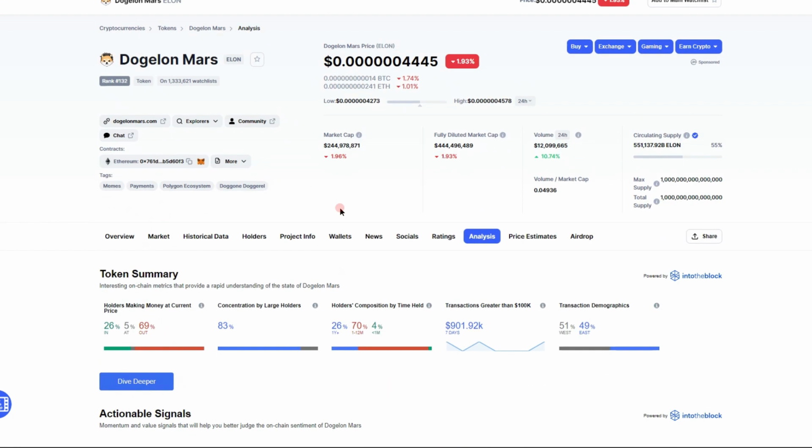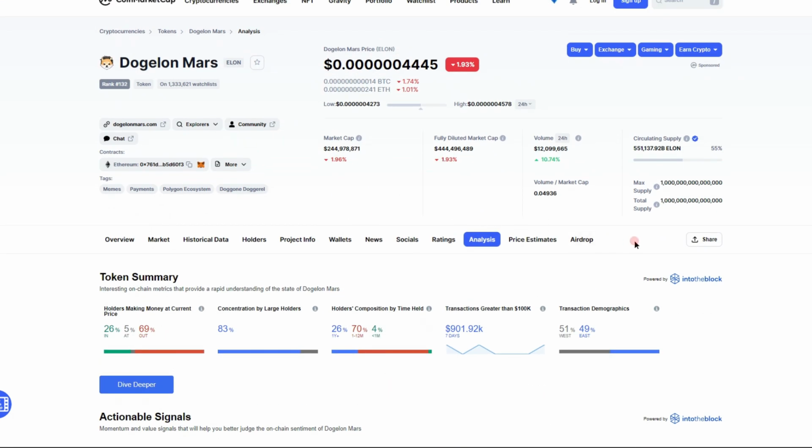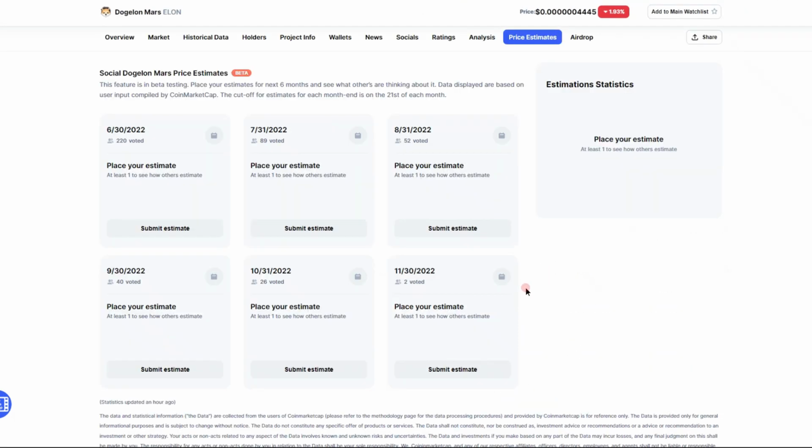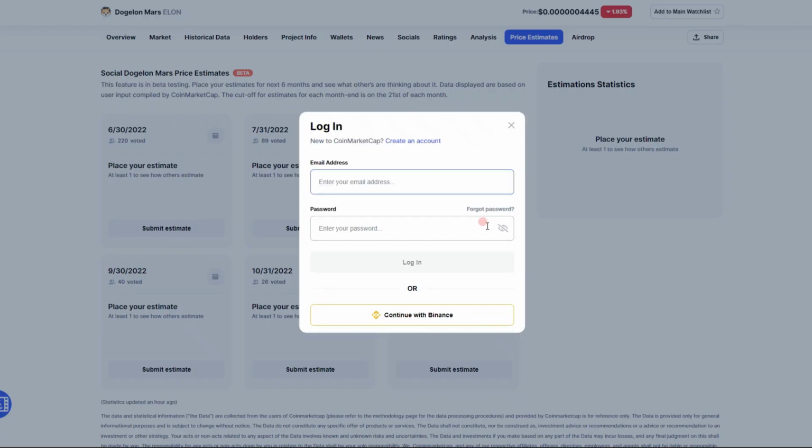And our metric is looking about the same. It looks like about 26% of people in the money. Concentration looking very nice at 83%. So large holders are continuing to HODL, so very, very nice to see. Looking at our price estimates, we do currently stay very bullish on this project.